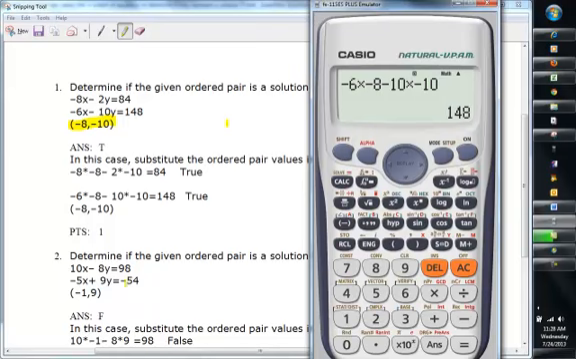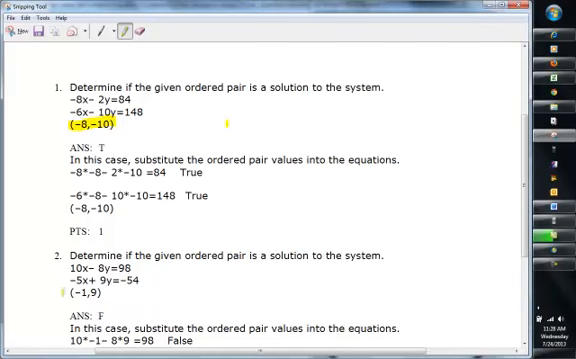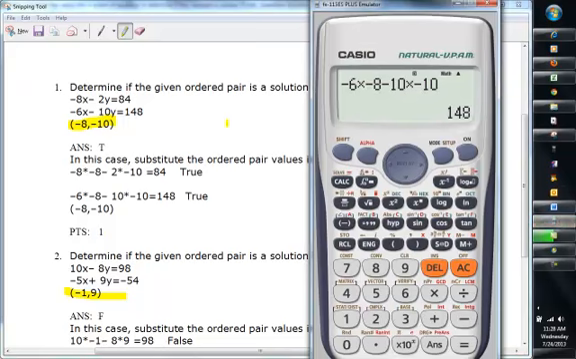Let's look at the next one. We're looking if the point -1, 9 works for this system of equations. So we take 10 times -1 minus 8 times 9, and we get -82. As soon as one equation doesn't give the right answer, it will not be a solution to the system. Doesn't matter if the other one does work. So we can stop right there.